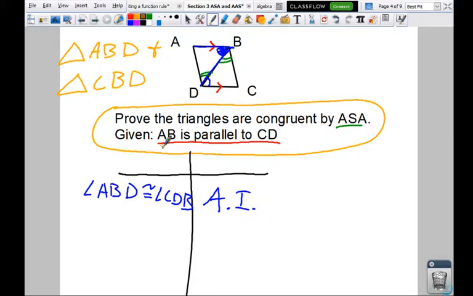Okay, so I have side DB is congruent to side DB. And let me see, Caleb, can you tell me what my reason is for this one? Do I have the same line? Same line, right? Exact same line. That's my same line.